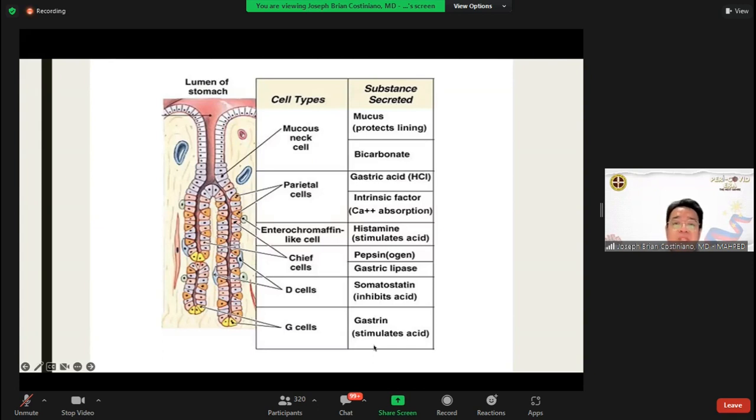Your parietal cells, meanwhile, is in charge of your gastric acid production and also production of your intrinsic factor. And then your enterochromaffin-like cells will produce your histamine. Yung histamine actually will stimulate the acid production. Kaya po ang ranitidine natin is actually a histamine receptor antagonist. Chief cells is pepsin and gastric lipase. D cells is somatostatin and G cells is your gastrin. Somatostatin, inhibition of acid. Gastrin, stimulation of acid. Okay?